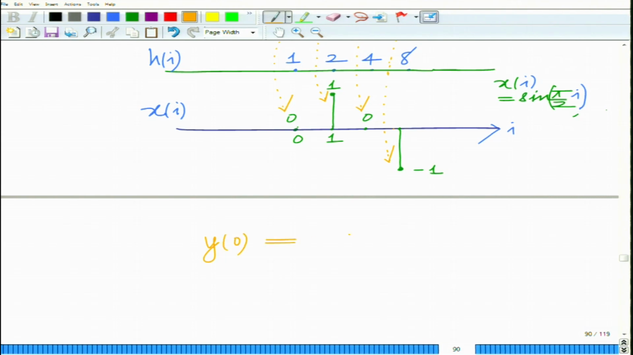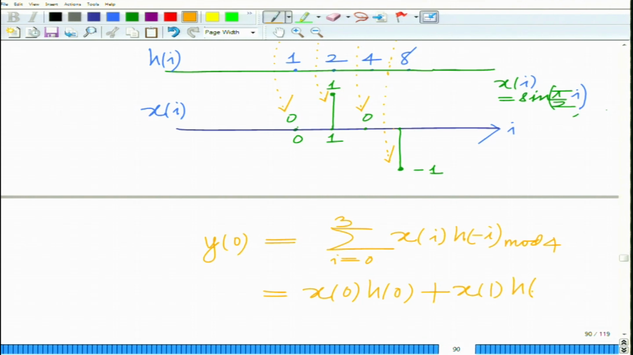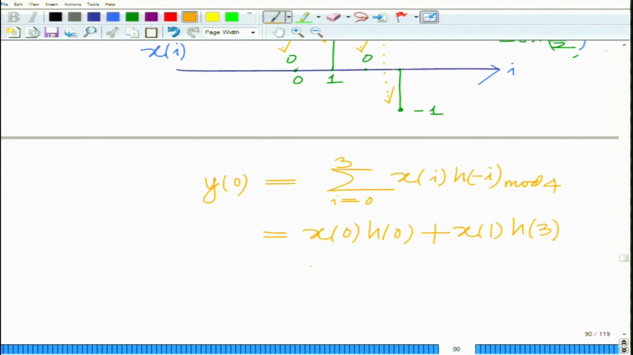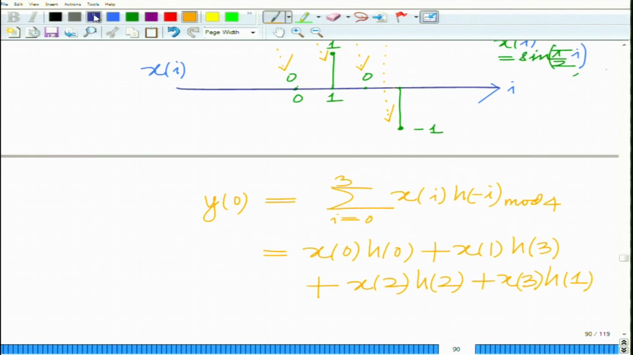So, y[0] equals summation I equals 0 to 3 of x[I] into h[n minus I], which is h[minus I] modulo 4. That will be x[0] into h[0], plus x[1] into h[minus 1], but h[minus 1] modulo 4 is nothing but h[3], plus x[2] into h[minus 2], which is modulo 4, which is h[2], plus x[3] into h[minus 3], which is h[1]. Okay.